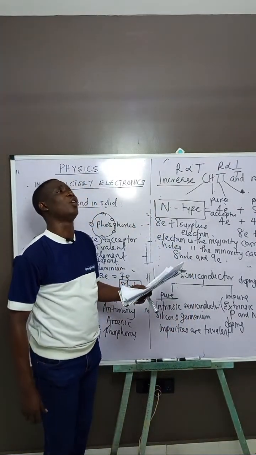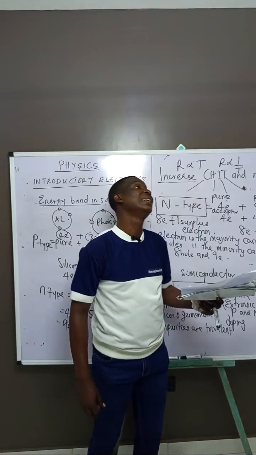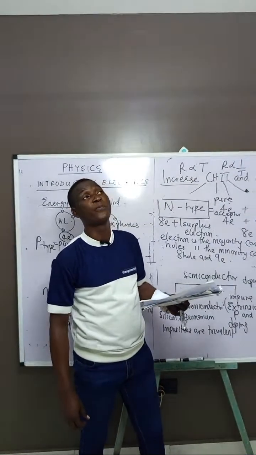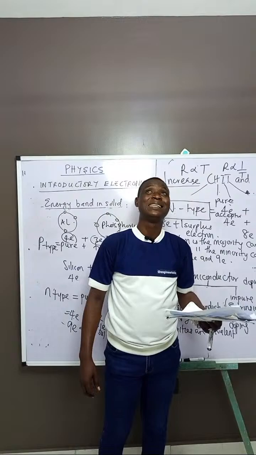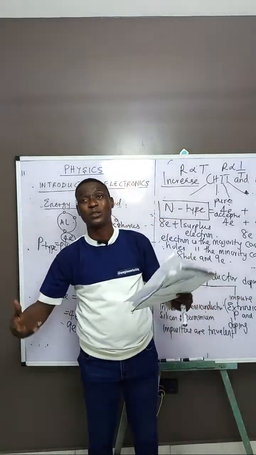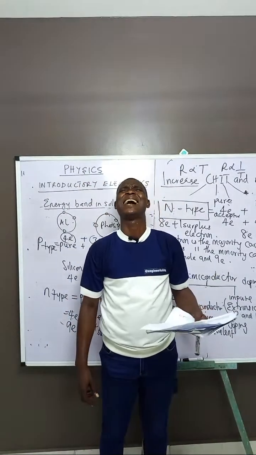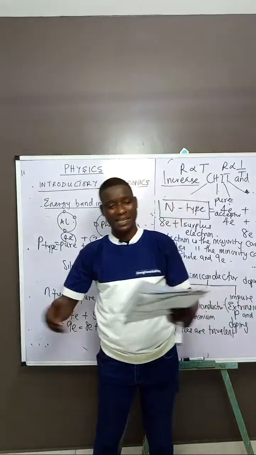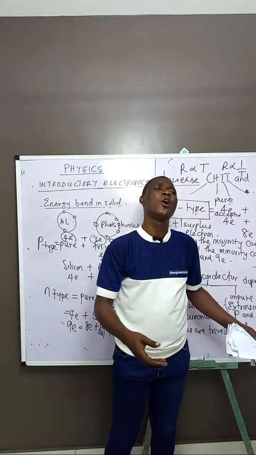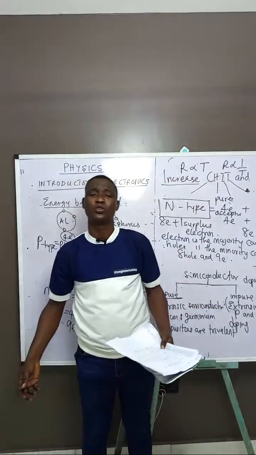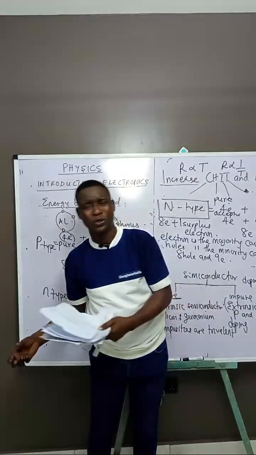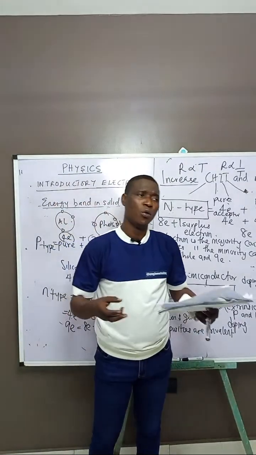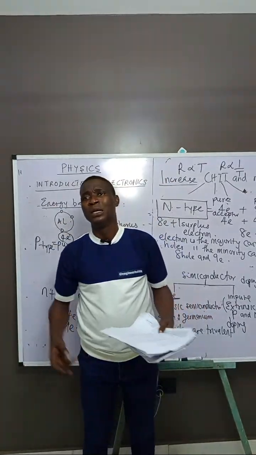Germanium is also a semiconductor, like the one we discussed before. They are tetravalent. They form a covalent bond with one another. They are materials whose conductivity lies between conductor and insulator. Germanium is a pure semiconductor in which the number of electrons is equal to the number of holes.